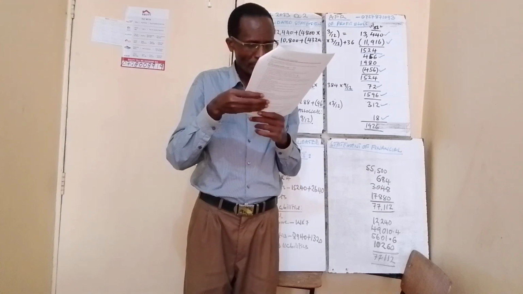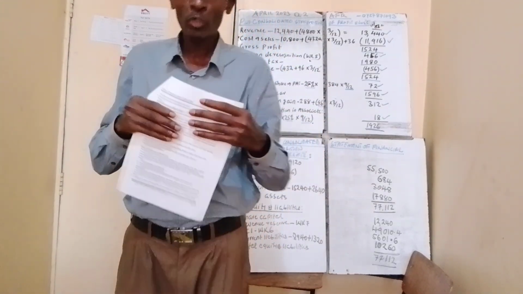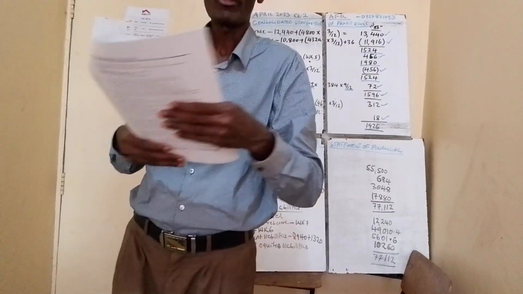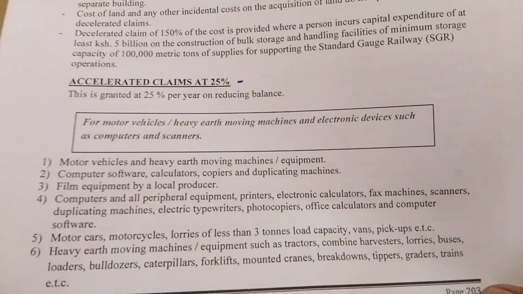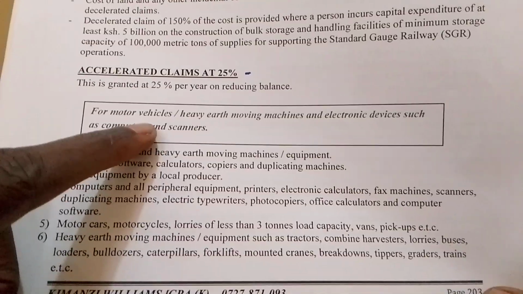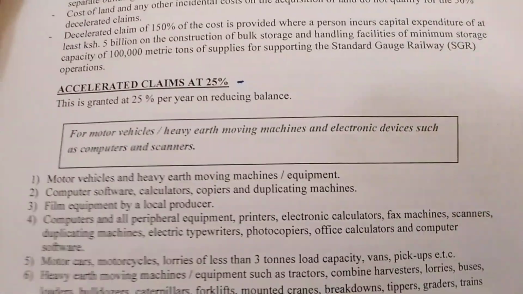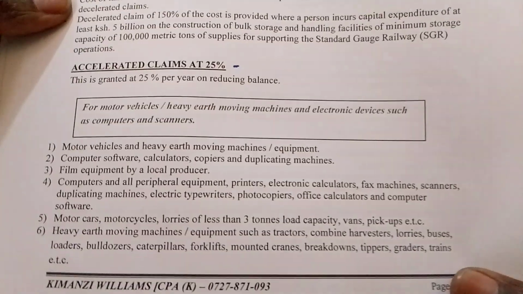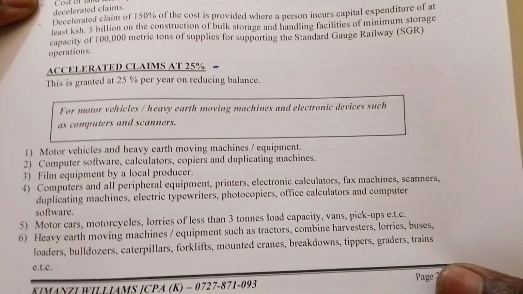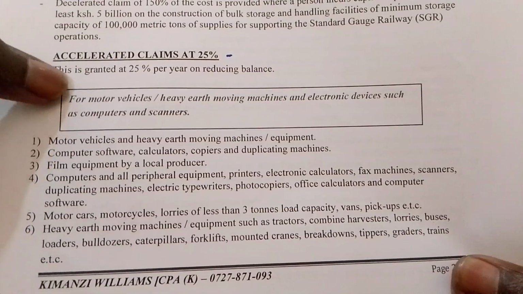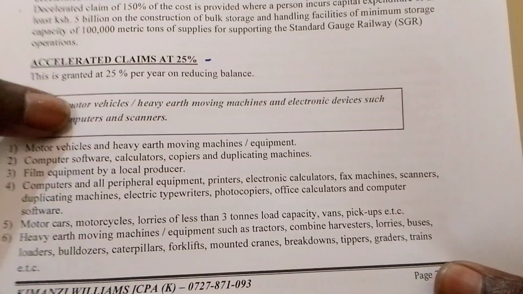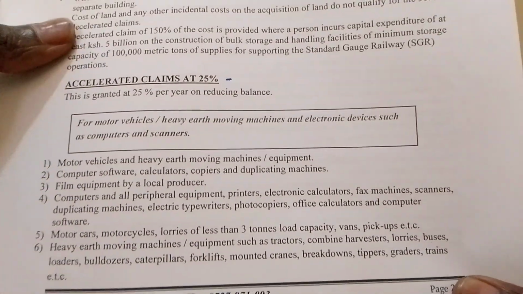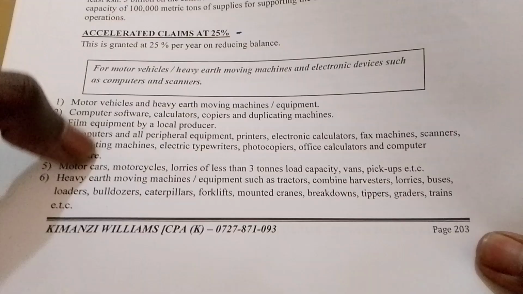Okay, I'll present that one to you. If you have the book, it is page 203. The list continues. Now we have done 50%. Now we are looking at 25%. Those are the items. This point is important here. Read this point here. It just gives you what is in the rectangle. It helps you to know those items which will be granted at 25%. So for motor vehicles, heavy earth moving machines, and electronic devices such as computers and scanners, we'll be using 25%. We have given some explanations down here.